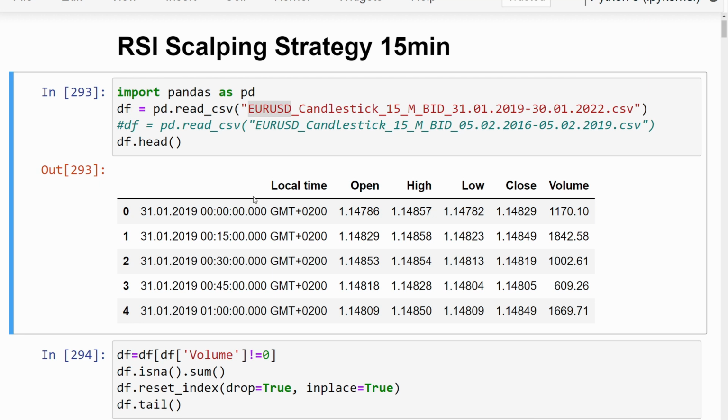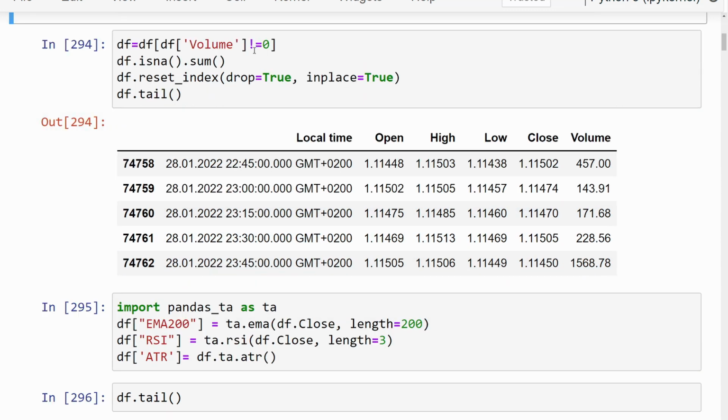We have a data frame with the index, the local time, the open, high, low, and closing price, and the volume for each row, for each candle. Then we can clean the data from volumes equal to 0, which means these are weekends or days off, bank holidays. These are not of interest for our study because we had no market movements at these moments. We're going to reset the index and print the tail of our data frame just to make sure that we have enough data.